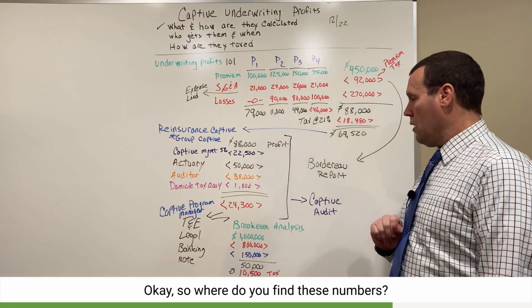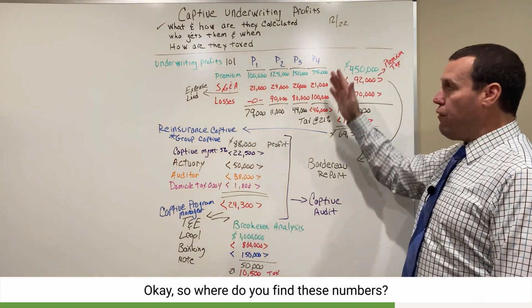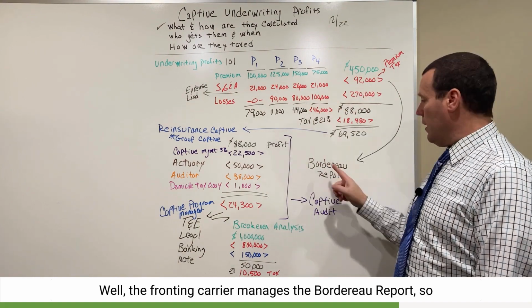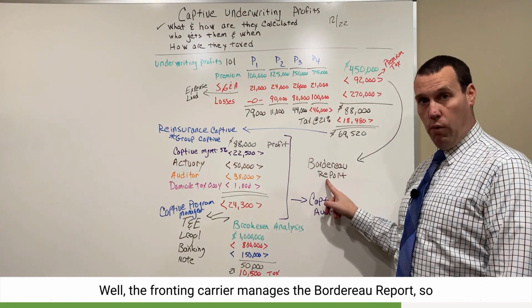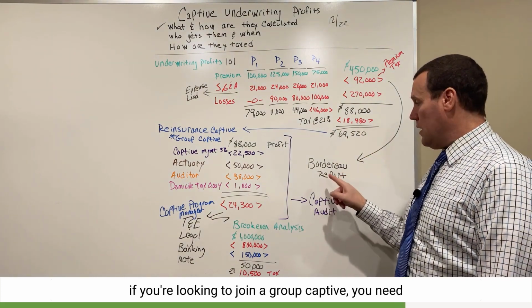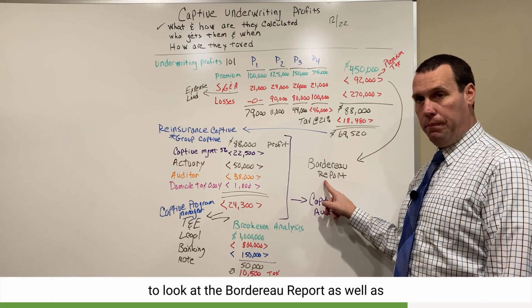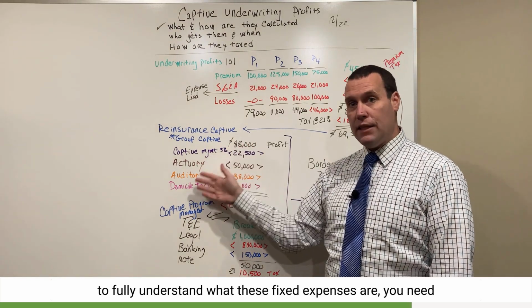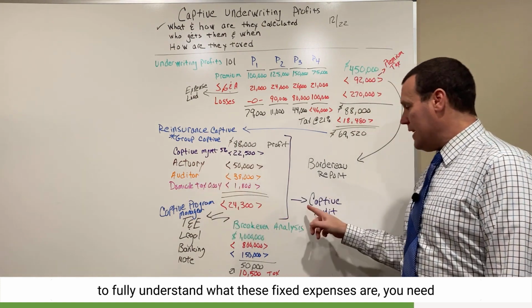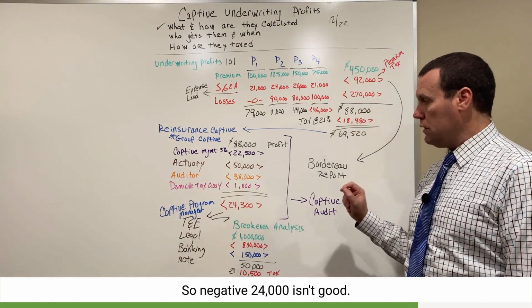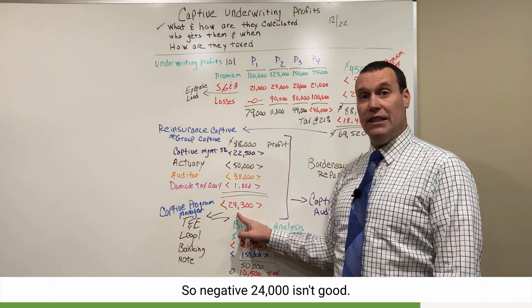Okay? So, where do you find these numbers? Well, the fronting carrier manages the bordereau report. So if you're looking to join a group captive, you need to look at the bordereau report, as well as, to fully understand what these fixed expenses are, you need to look at the captive audit. So, negative 24,000 isn't good.